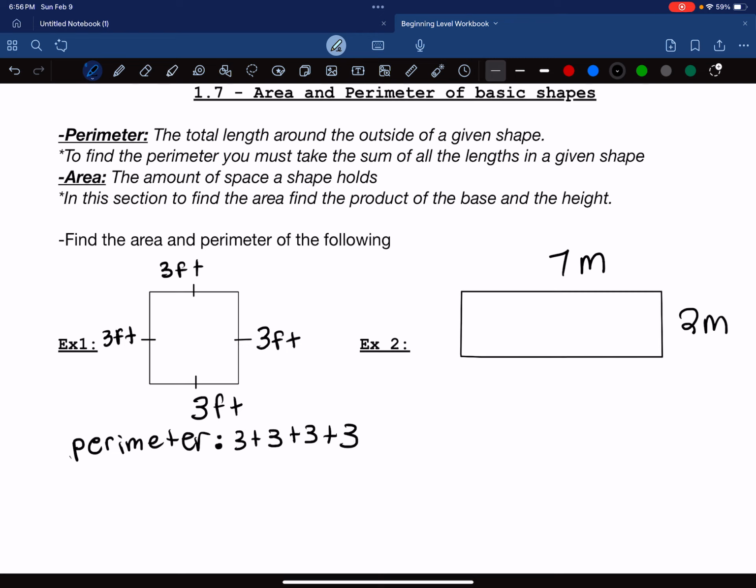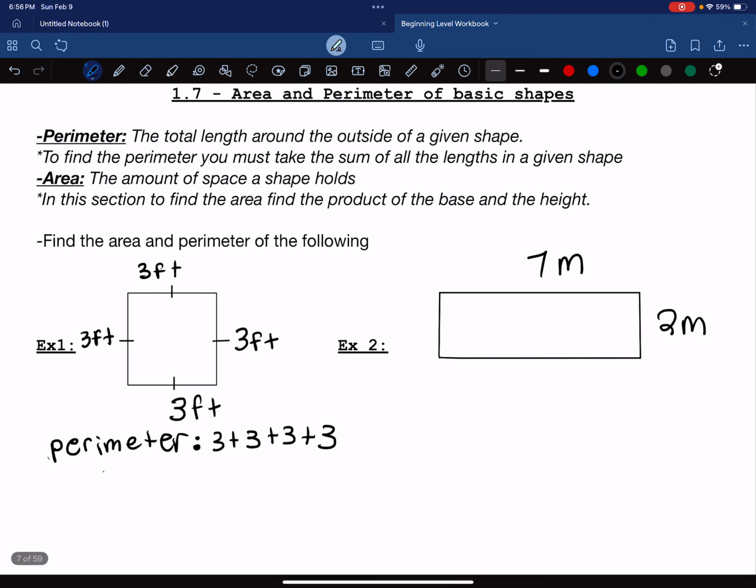And I got those 3's from these 4 lengths. 3 plus 3 plus 3 plus 3. And in that case, that ends up being 12. So our perimeter is 12 feet.